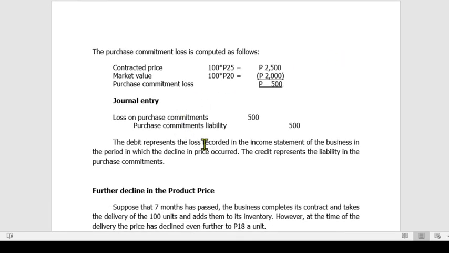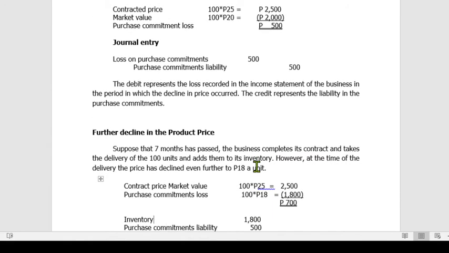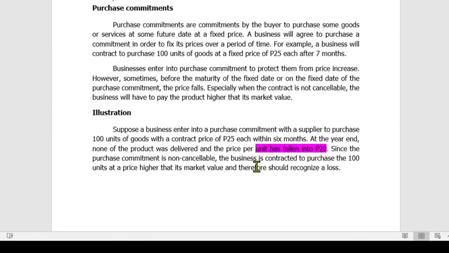The debit represents the loss recorded in the income statement of the business in the period in which a decline in price occurred. The credit represents the liability in the purchase commitments. So let us take a look further at how this happens. Kasi ang sabi dito, within 6 months, at the year end, the product has been delivered since, okay.